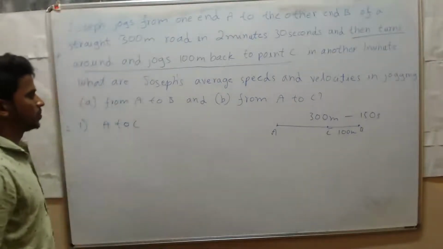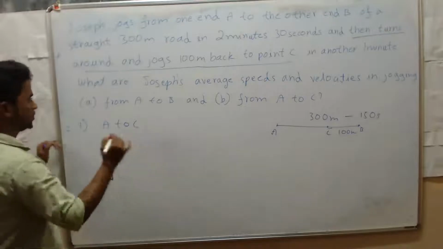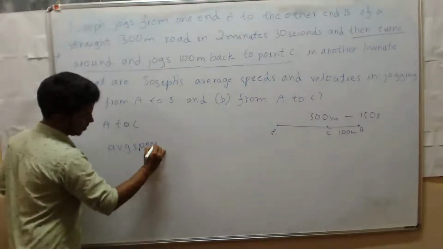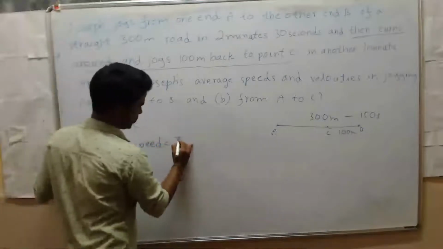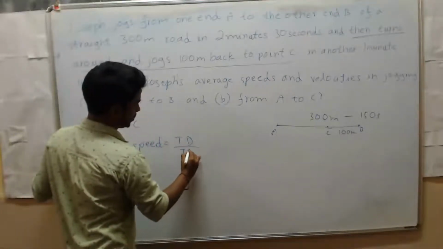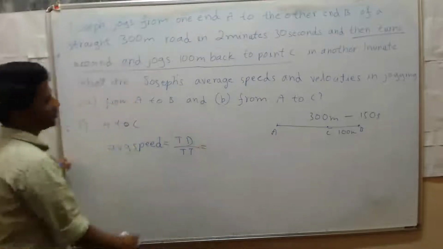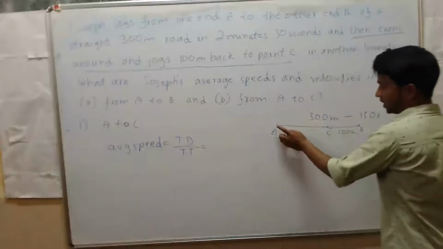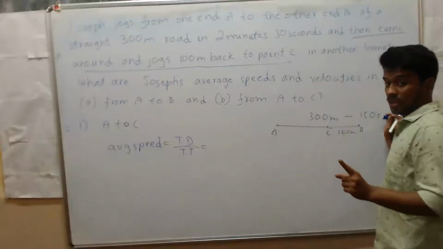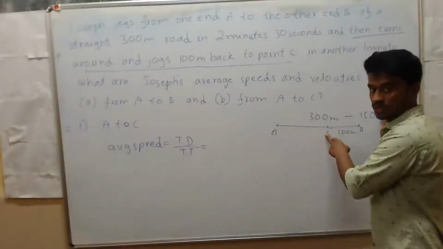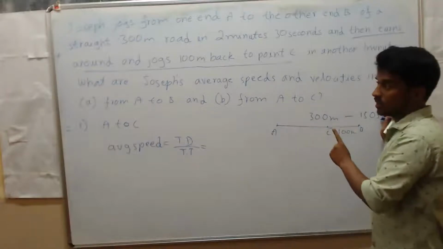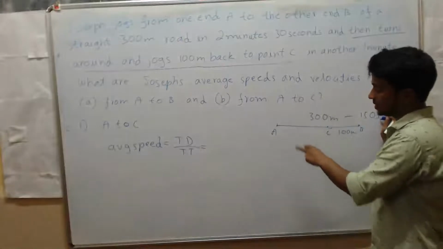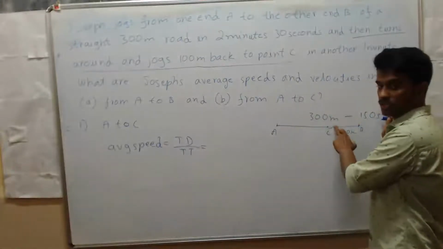A to C. So once again, average speed equals total distance traveled divided by total time taken. Sorry, what is the total distance from A to C? See here, what is the actual path? Don't take A to C, because A to C is not the actual path covered by Joseph. Joseph's actual path is first A to B, then B to C.